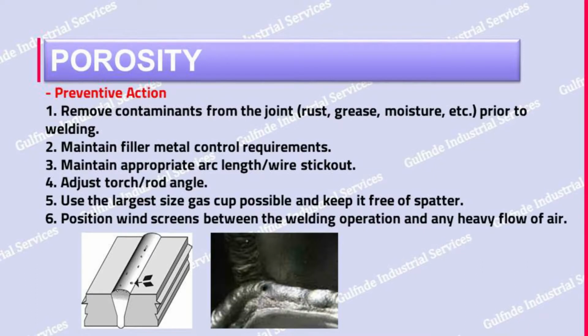4. Adjust torch or rod angle. 5. Use the largest size gas cup possible and keep it free of spatter. 6. Position wind screens between the welding operation and any heavy flow of air.